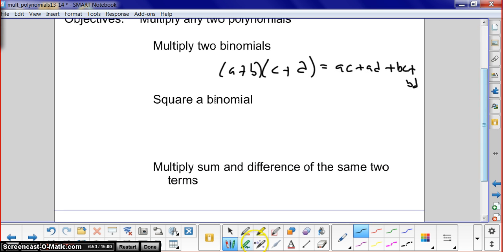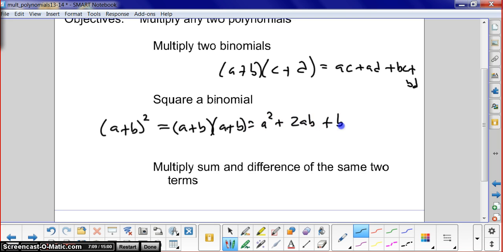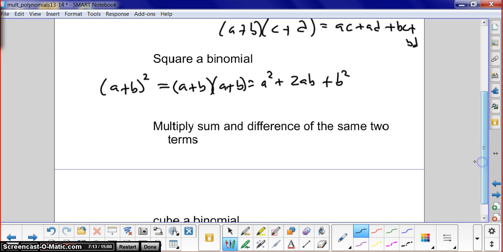Squaring a binomial is a special case we'll talk about. Squaring a binomial would be, hey, I have a plus b squared. And so what does that look like when I'm done? Well, that's a plus b times a plus b, which we end up with a squared plus 2ab plus b squared. If you FOIL that out, or double distribute as I like to say.